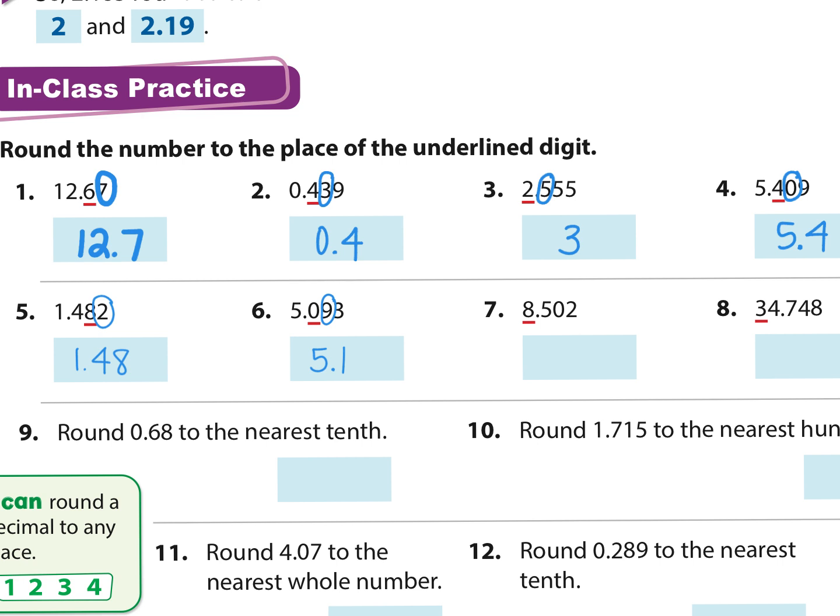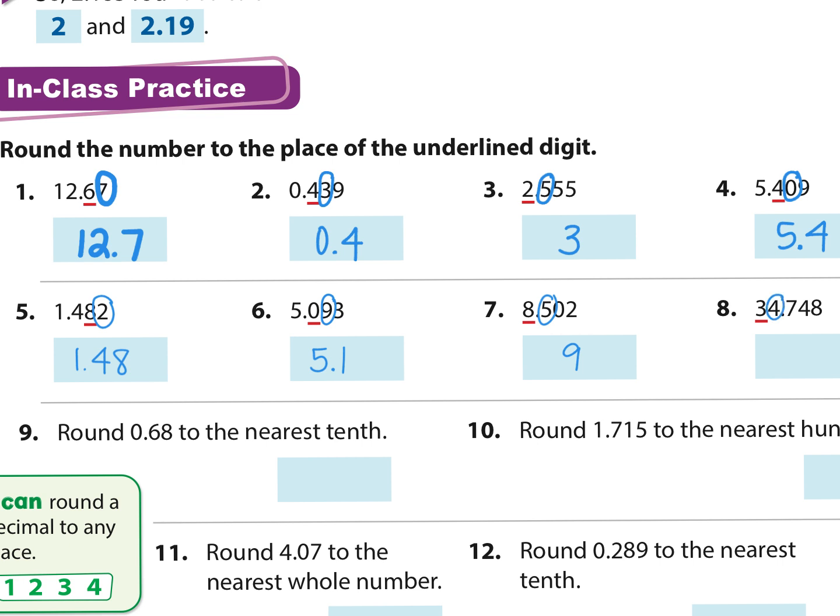Number 7. My underlined digit is 8. So my judge is what digit? 5. It's 5 or more. So what happens to the 8? Sorry, I just gave the answer. The 8 changes to a 9, and it's just 9. Everything else falls off. And then number 8, the judge is going to be the 4.